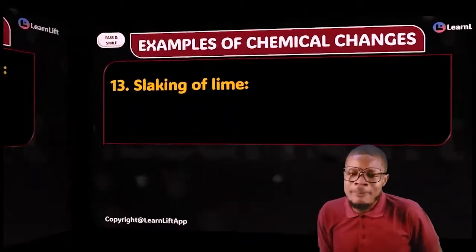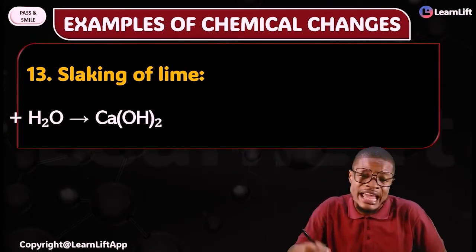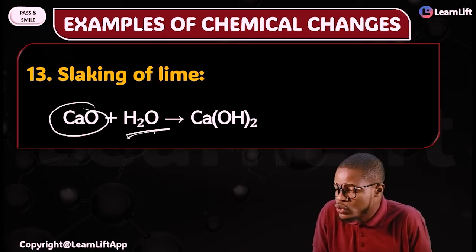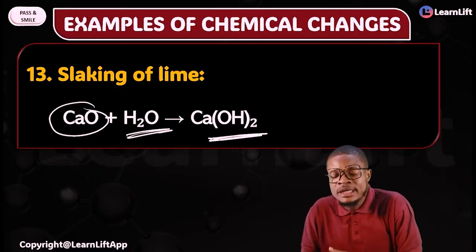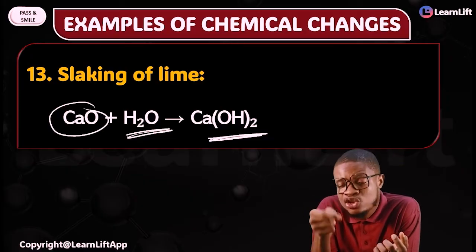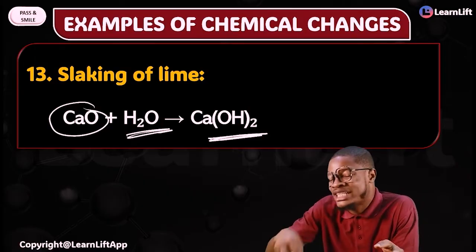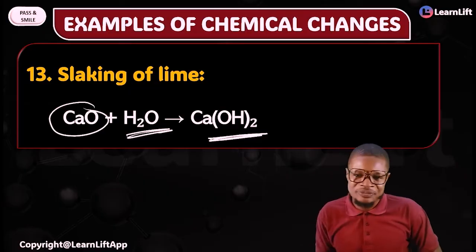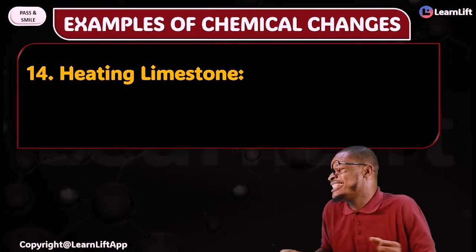Another example, number 13, is called slaking of lime. How do you slake lime? Very simple. You react your quicklime, CaO, with water. What will it give rise to? The formation of slaked lime is you allowing your quicklime, calcium oxide, to react with water, and it will give birth to calcium hydroxide. And calcium hydroxide is called your slaked lime.